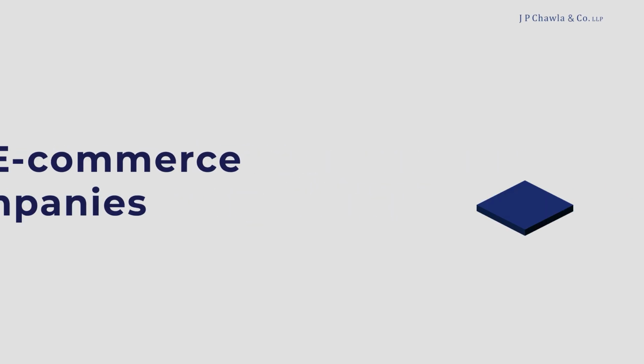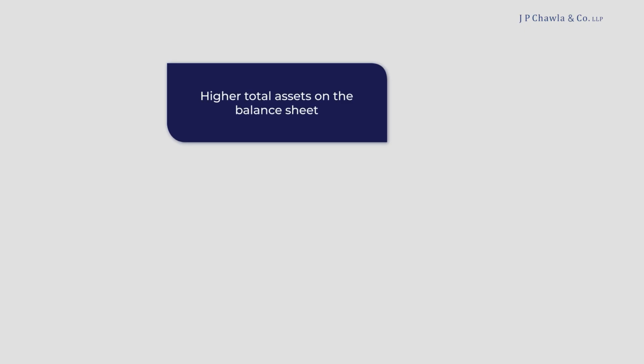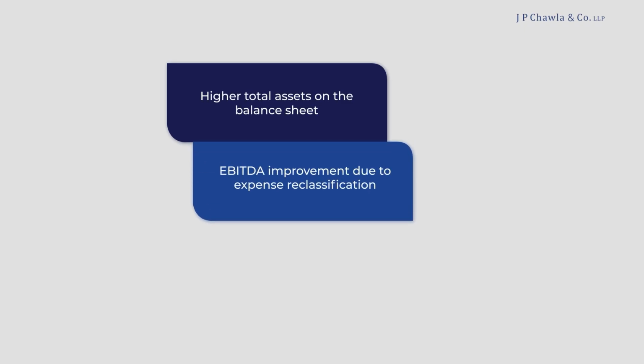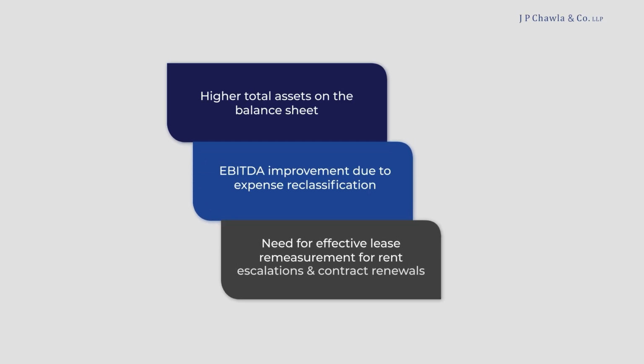Retail and e-commerce companies such as Amazon and Flipkart rely on leased warehouses for their distribution. Under Ind AS 116, these warehouse leases must be recorded as right-of-use assets and lease liabilities. This has many implications, such as higher total assets on the balance sheet, EBITDA improvement due to expense reclassification, and the need for effective lease remeasurement for rent escalation and contract renewals.